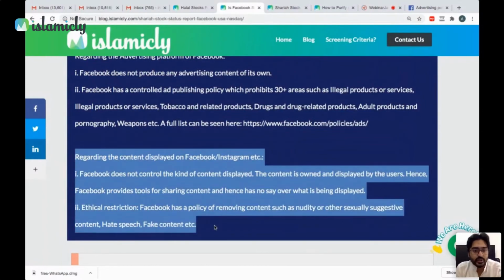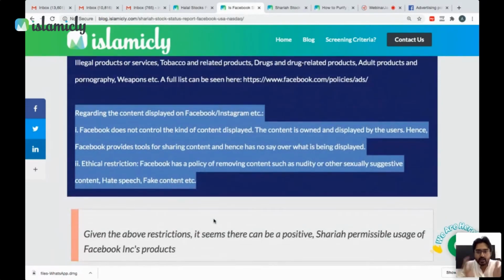Let's read this. Regarding the content displayed on Facebook and Instagram, etc., Facebook does not control the kind of content displayed. The content is owned and displayed by users. Hence, Facebook provides tools for sharing content and has no say over what is being displayed. Secondly, it has ethical restrictions. Facebook has a policy of removing content such as nudity or other sexually aggressive content, hate speech, fake content, etc.